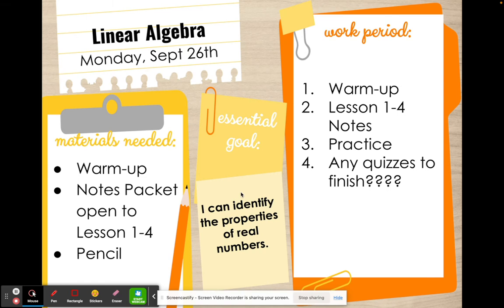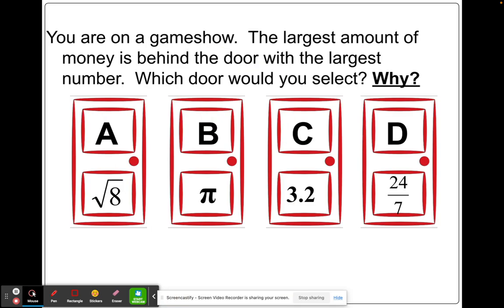Hi everyone. Today we're going to be talking about the properties of real numbers. So make sure you have your note packet out and we're going to move right on.